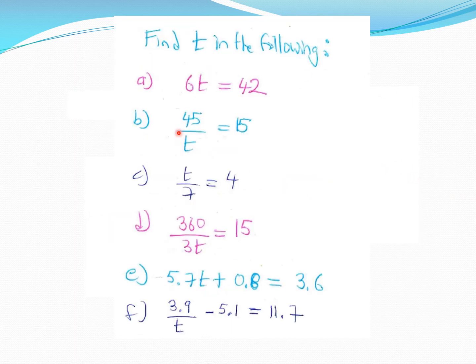Now, we'll leave you with some examples to have a go with. You might want to pause the video while you have a go at these and see how you get on. So part A, find the value of t for each of the following. A, 6t equals 42. Part B, 45 over t equals 15. Part C, t over 7 equals 4. Part D, 360 over 3t equals 15. Part E, 5.7t plus 0.8 equals 3.6. And part F, 3.9 over t minus 5.1 equals 11.7.